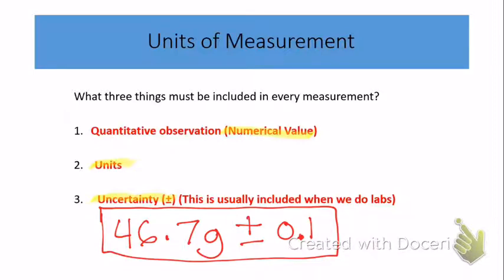Now, if we're just doing basic problem solving, then normally we'll leave off the uncertainty and just have the numerical value and the unit.